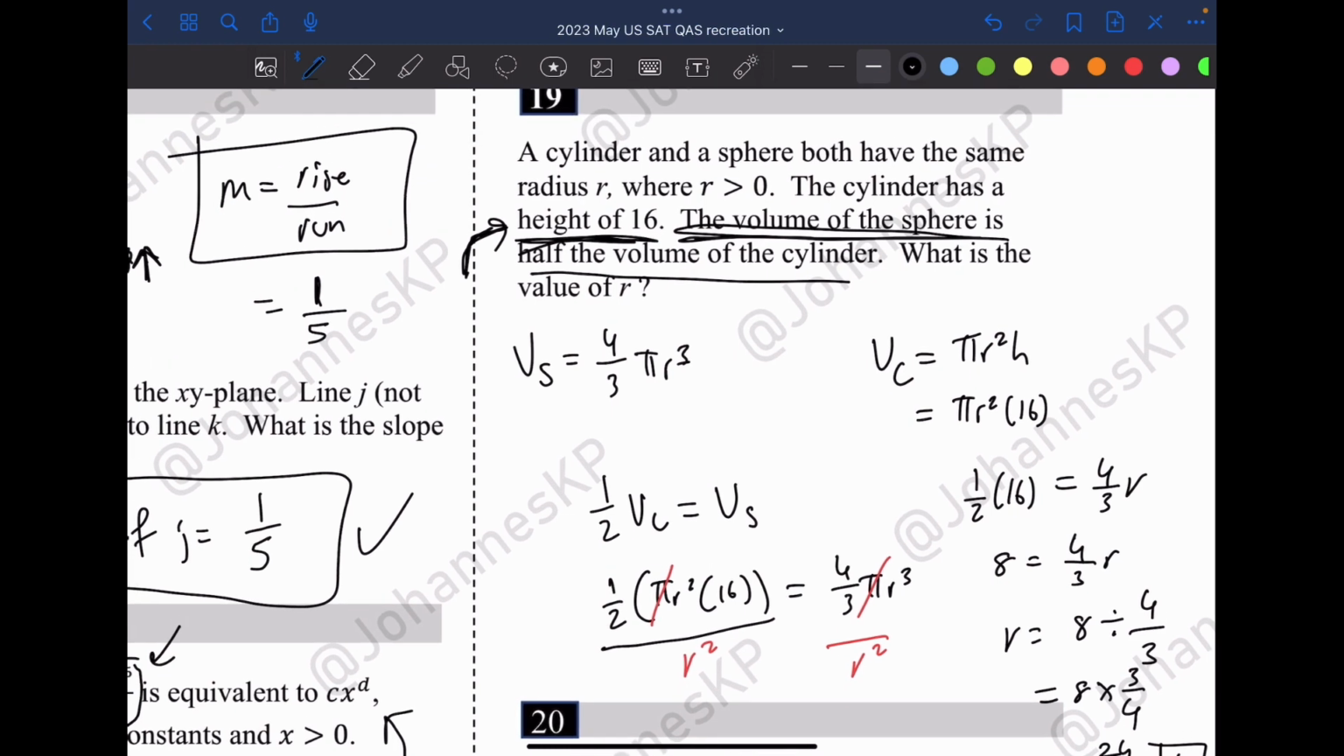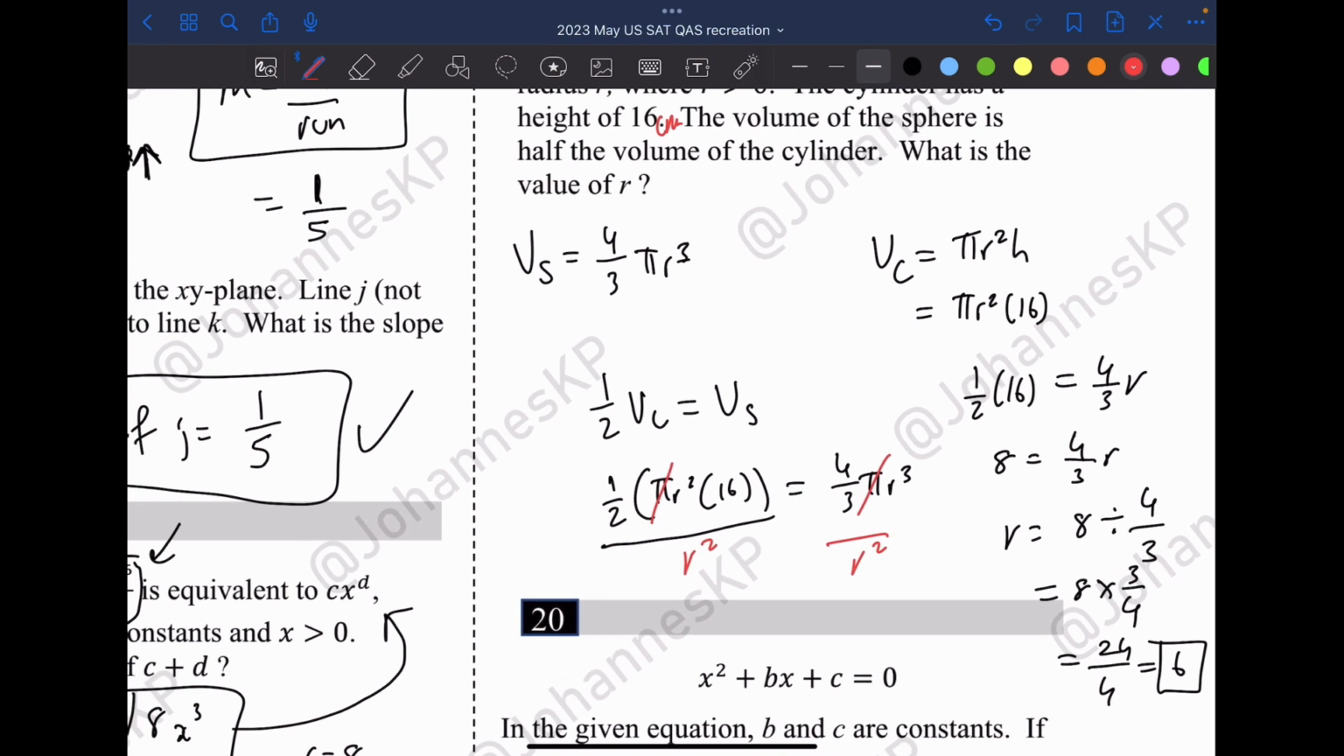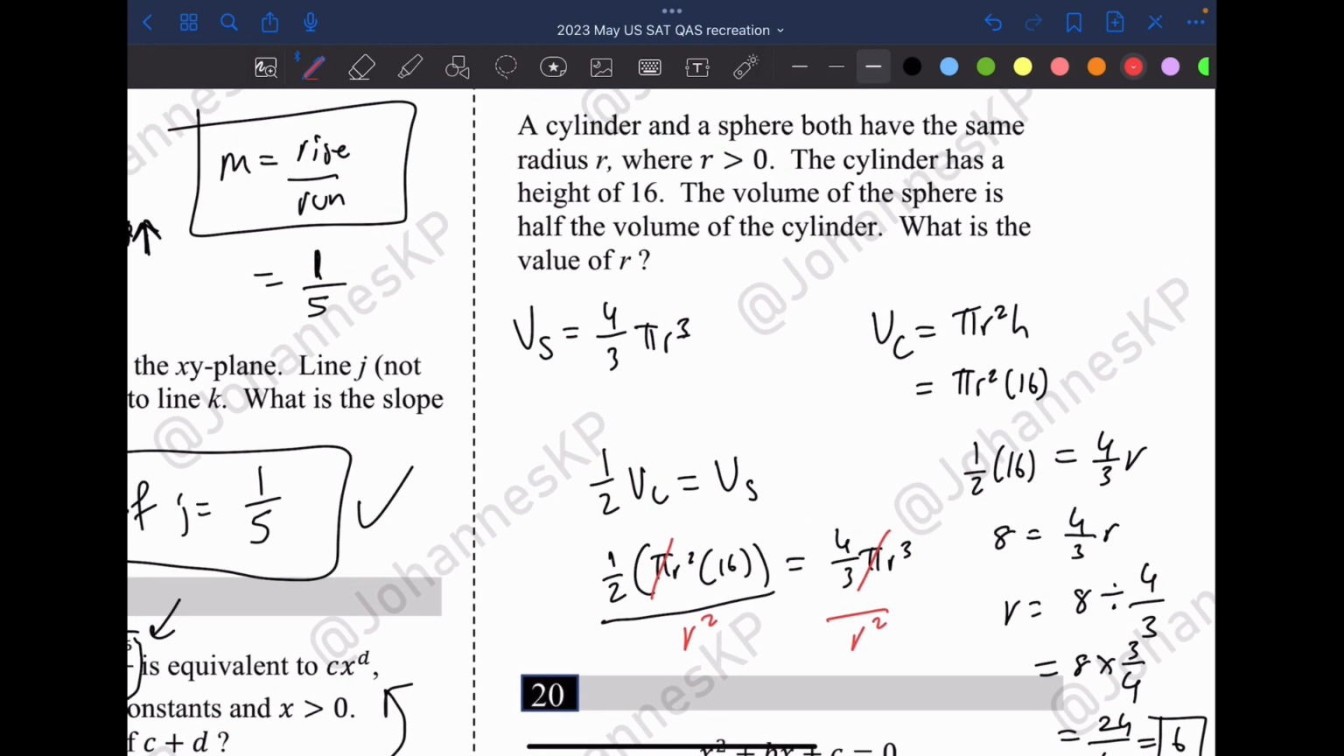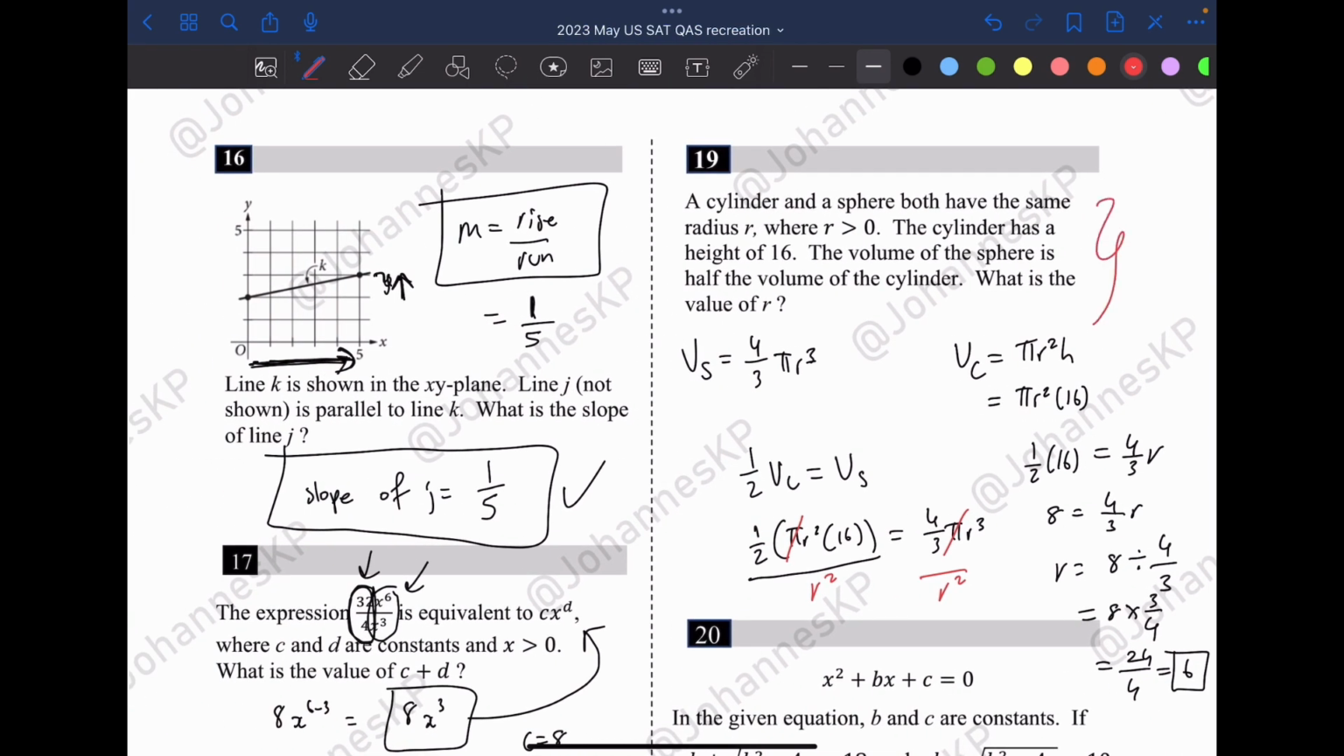One more thing, this is something you have to notice here. In this question, they did not give you a unit. If they said something like the height of the cylinder is 16 centimeters, then your answer would have to be in centimeters. It's a very subtle thing they might do, but it might also be rare. I don't know how the SAT person writes the questions, but yeah, so watch out for the units. If it's given, then write a unit, but in this case we did not have a unit, so the answer of 6 is correct. We are done.